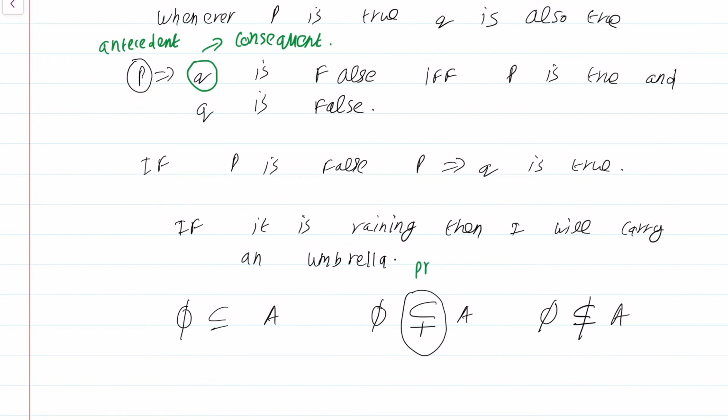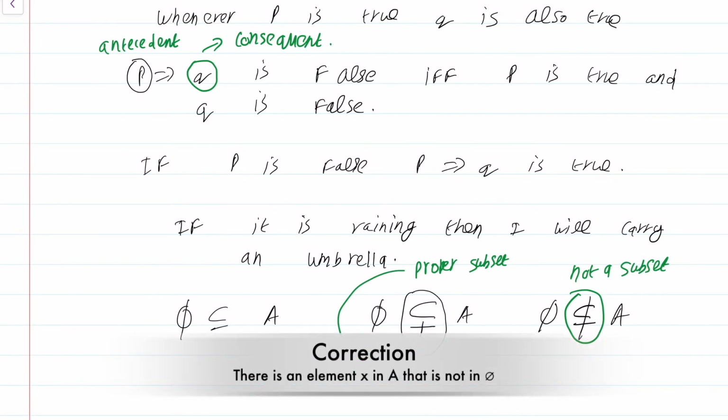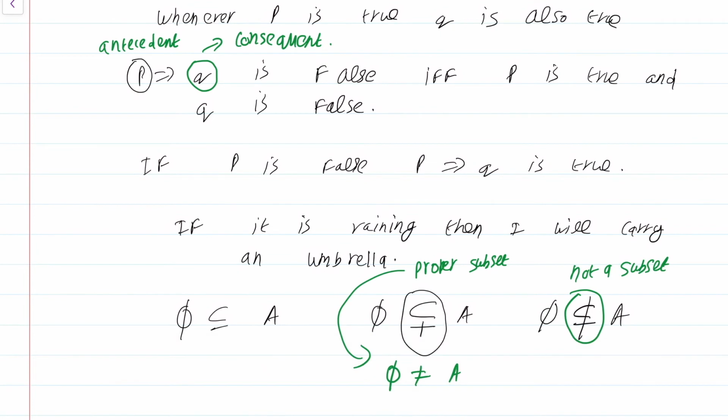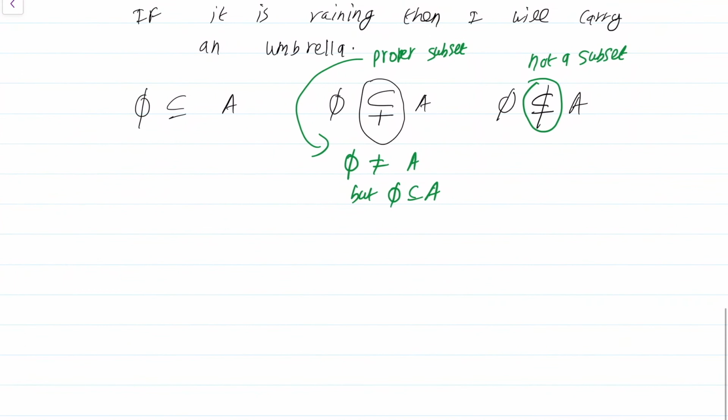The first, proper subset, means that the set phi is contained in the set A, whereas the second one means that it is not a subset at all. That means there is some element x in phi which is not an element of A. Now let me clarify further what proper subset means. Not only is phi a subset of A, but there is some element x in A which is not in phi. That means phi is a subset of A, but phi is not equal to A. That's what proper subset means.